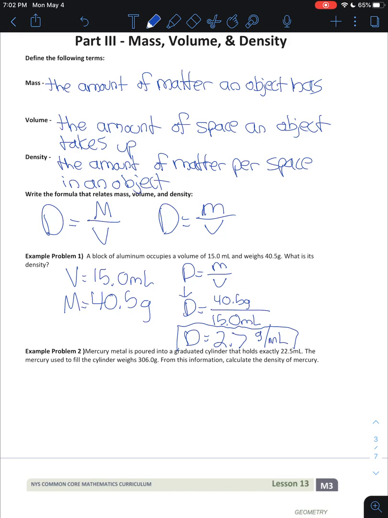And let's look at example problem 2. Example problem 2 says mercury metal is poured into a graduated cylinder that holds exactly 22.5 milliliters. So again, as soon as we see milliliters, we should be thinking volume. So our volume is going to be 22.5 milliliters. The mercury used to fill the cylinder weighs 306.0 grams. So again, grams, we're thinking mass.